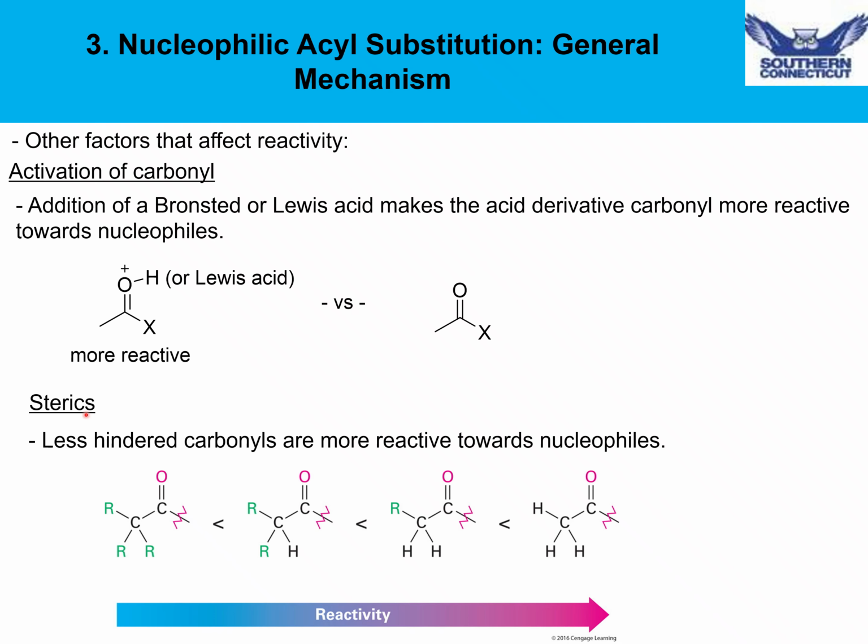Sterics also plays a role in the reactivity of different carbonyl or acid derivatives. So if we have several alkyl groups that are fairly bulky near the carbonyl, that will make the carbonyl carbon less reactive towards nucleophiles. So having several hydrogens on this alpha carbon means this carbonyl is more reactive towards nucleophiles than having several alkyl groups on that same alpha carbon.